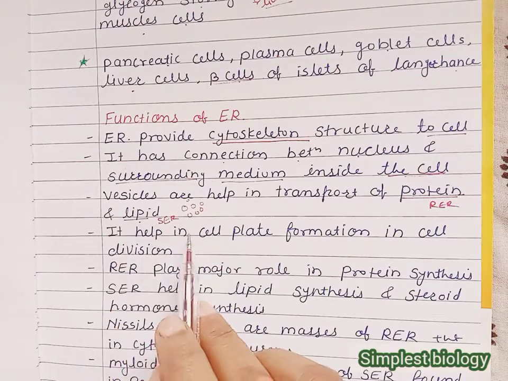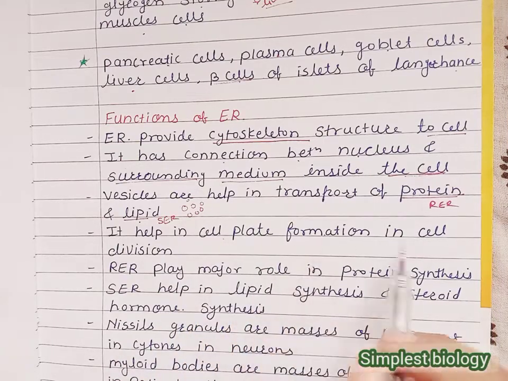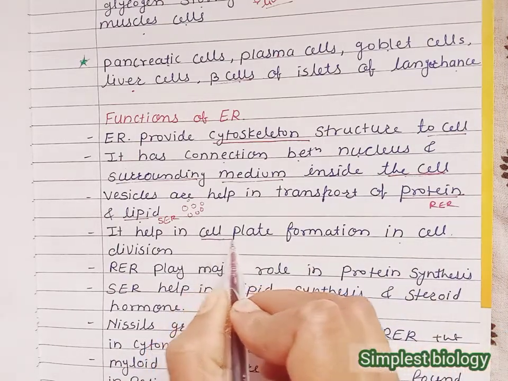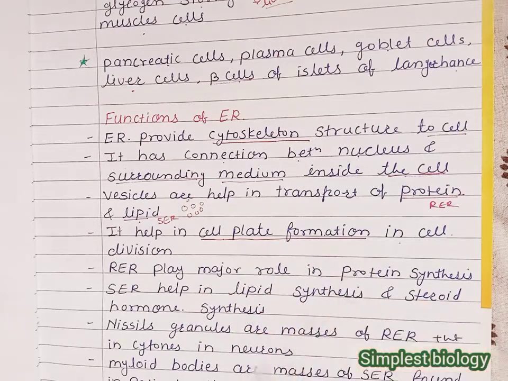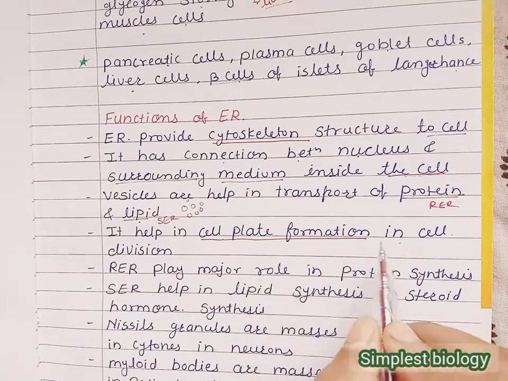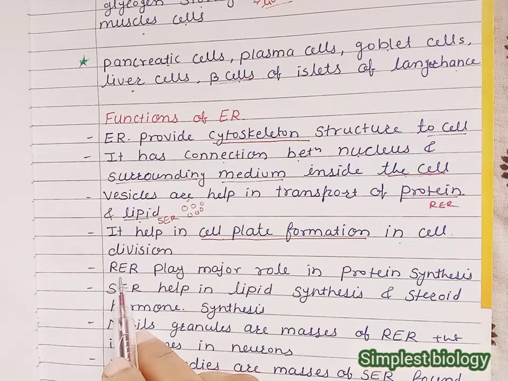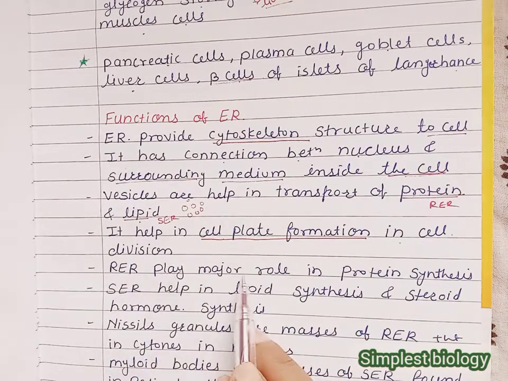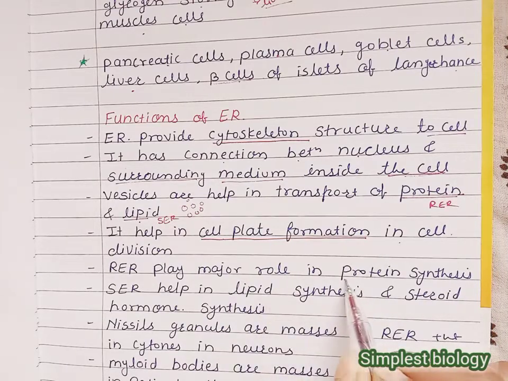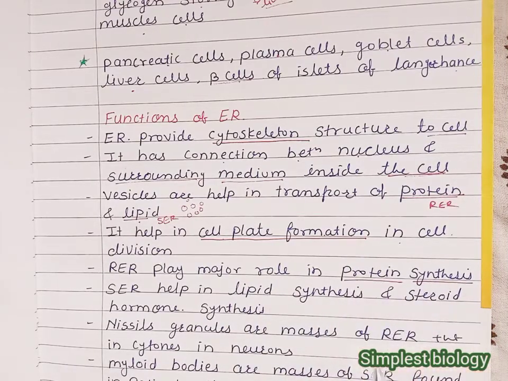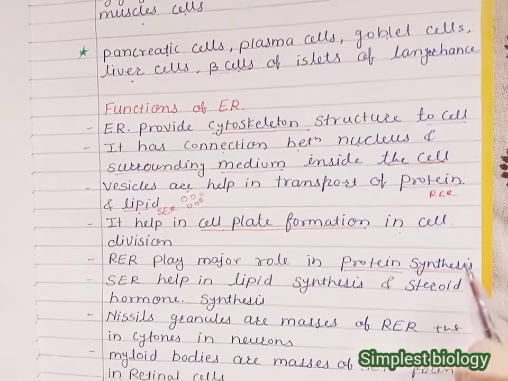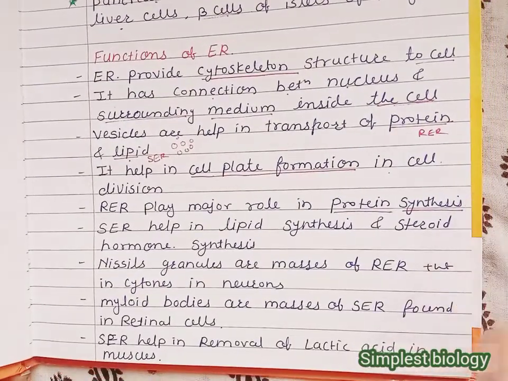It helps in cell plate formation in cell division. Cell plate formation is mostly a characteristic of plant cells. In the case of plant cells, the cell plate is prepared, and during cell division it helps in the plate formation. RER plays a major role in protein synthesis, because ribosomes are attached to the RER, and ribosomes actively participate in protein synthesis.